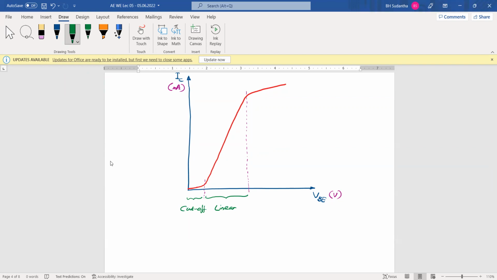And beyond this point, the transistor is not behaving like that. You can increase IB much more, but IC is not increasing according to the beta value. IC is slowly increasing, but not as rapidly as previously. Because of that, we say this region is the saturate region.